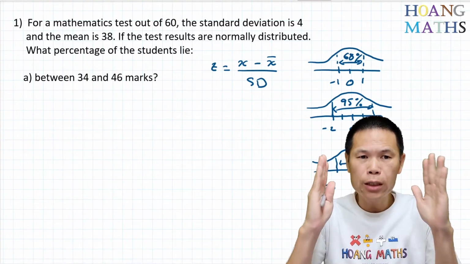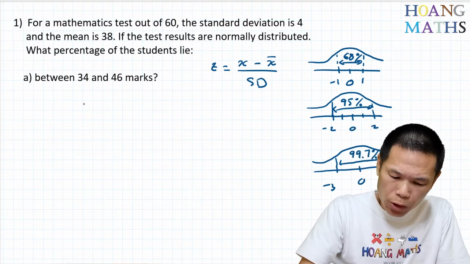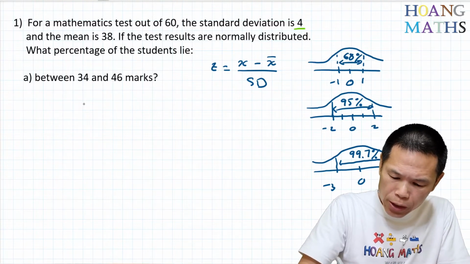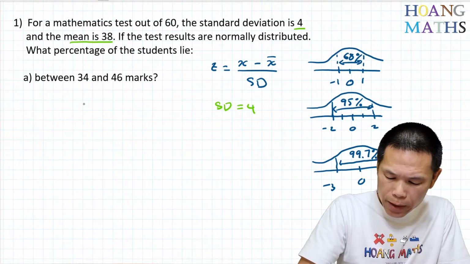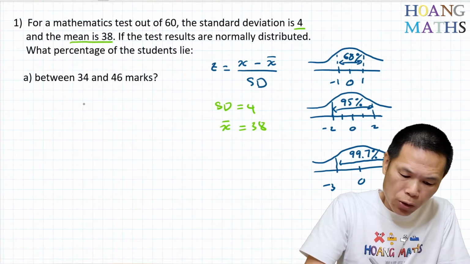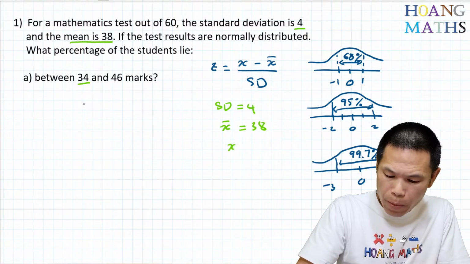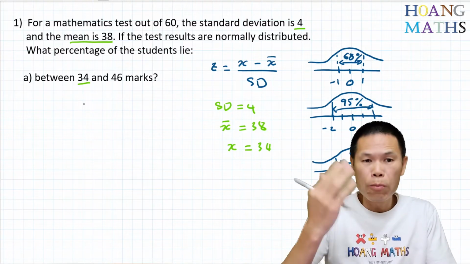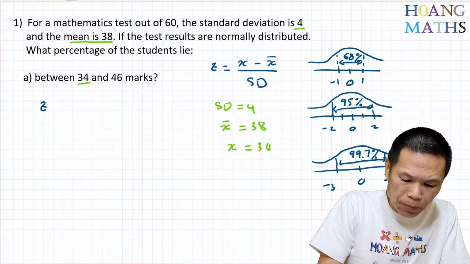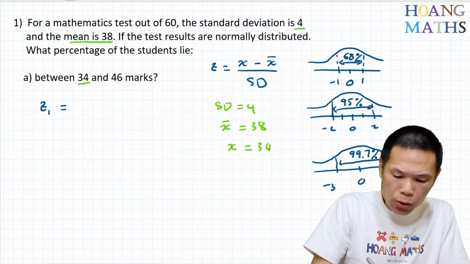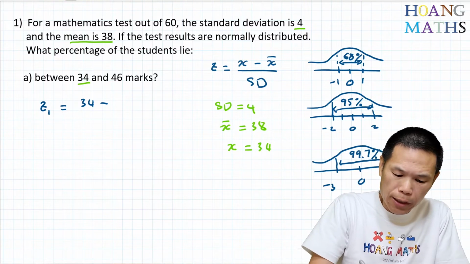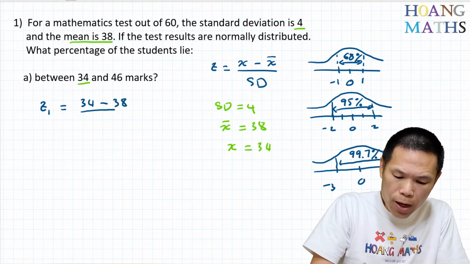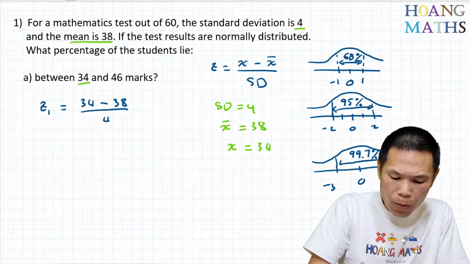Now let's just convert the marks into z-score first. So we know that the standard deviation is 4 and the mean is 38, and the score for this is 34. So I just substitute this into the formula now. So z1 is equal to, x is the score, which is 34, we minus the mean, and the mean in this case is 38, and over the standard deviation, that is 4.